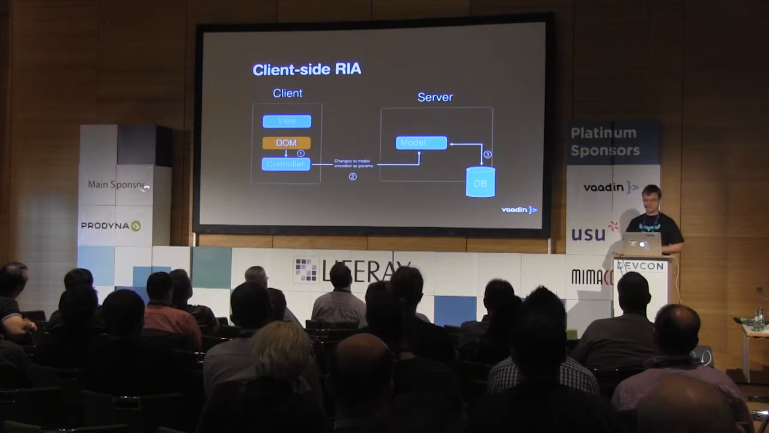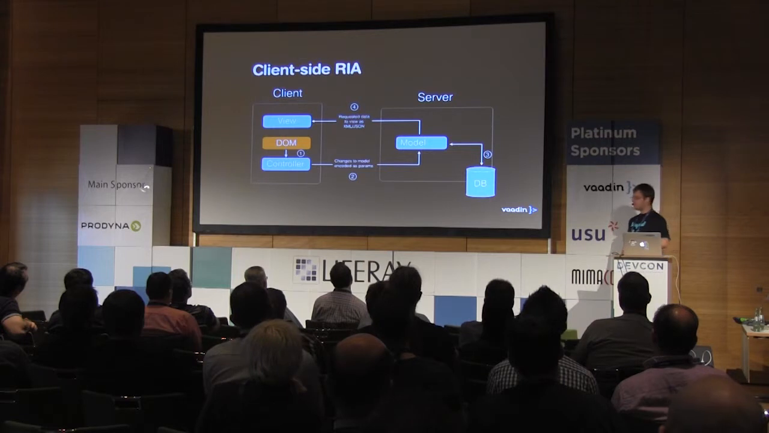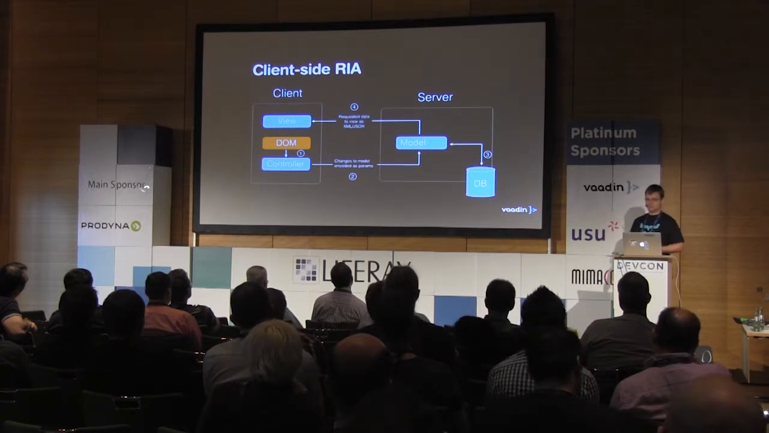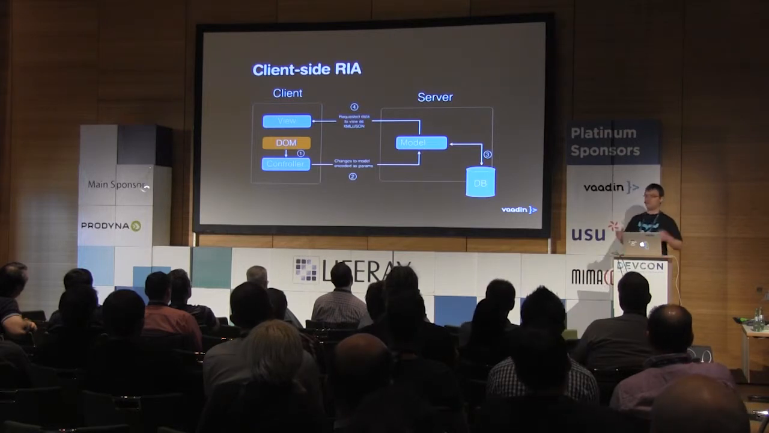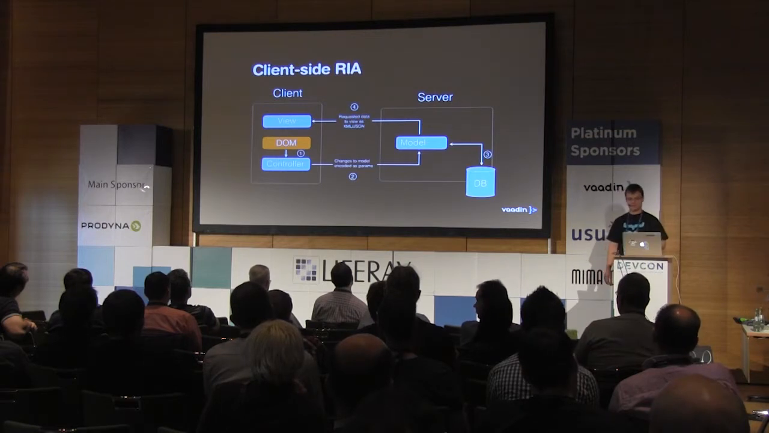The model interacts with the database. Then there is some data that needs to be sent to the view. So those requested data, for example, when you want to display some data, are sent back to the browser encoded as XML or JSON.